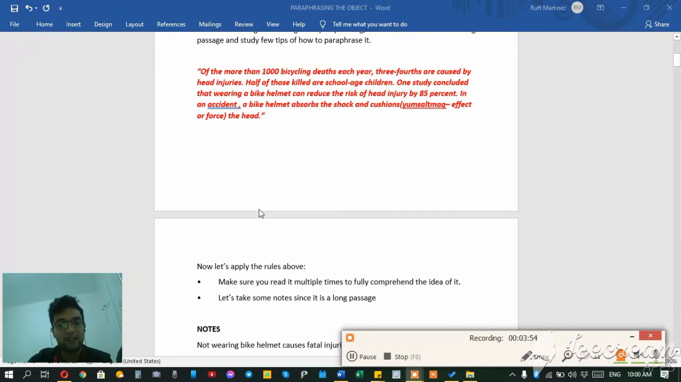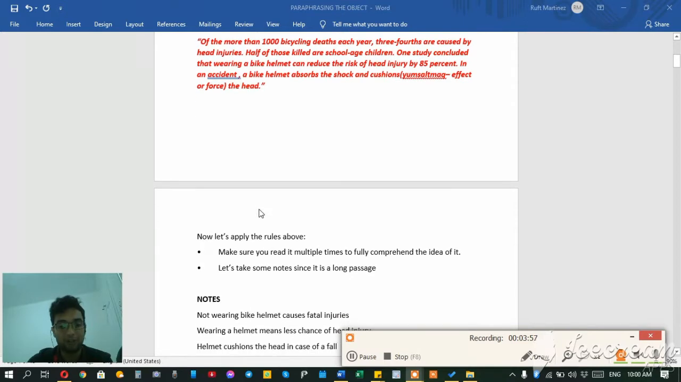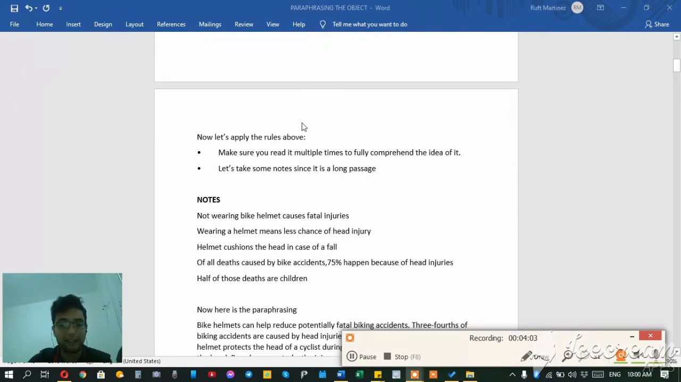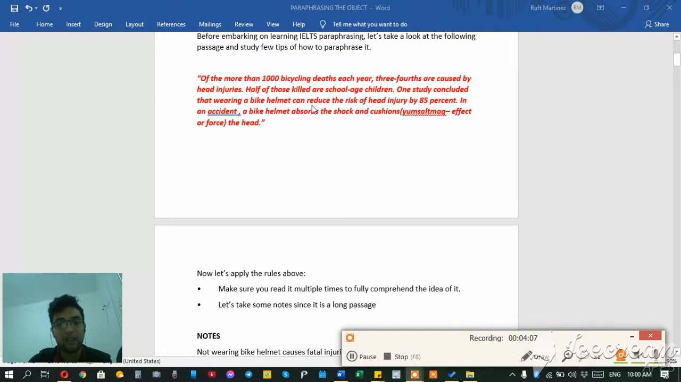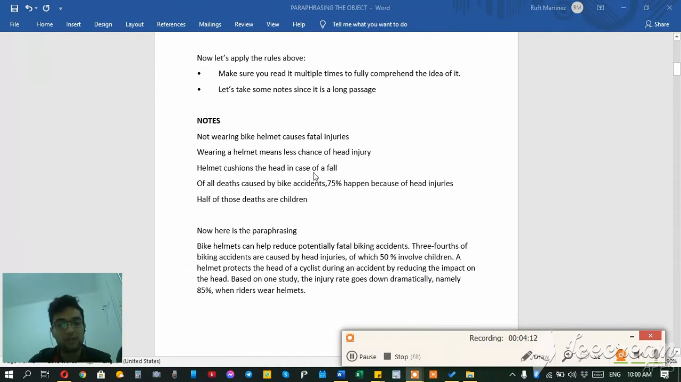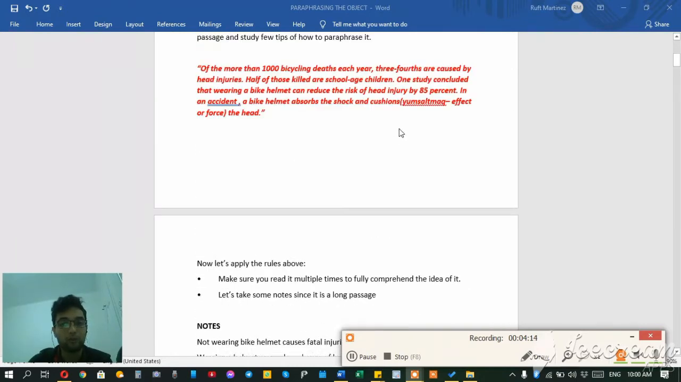So it says, not wearing a bike helmet causes fatal injuries, right? So you have to wear a bike helmet. Wearing a helmet means less chance of head injury. As you can see, it reduces the risk by 85%. Helmet cushions the head in case of a fall. We have this as well.